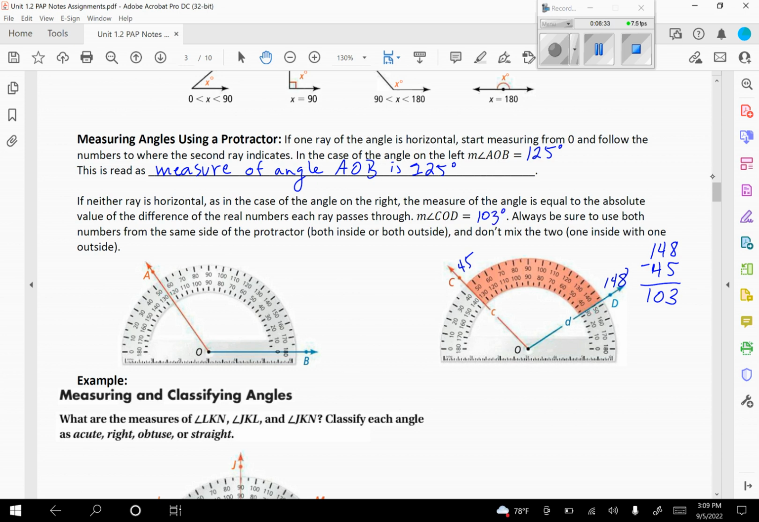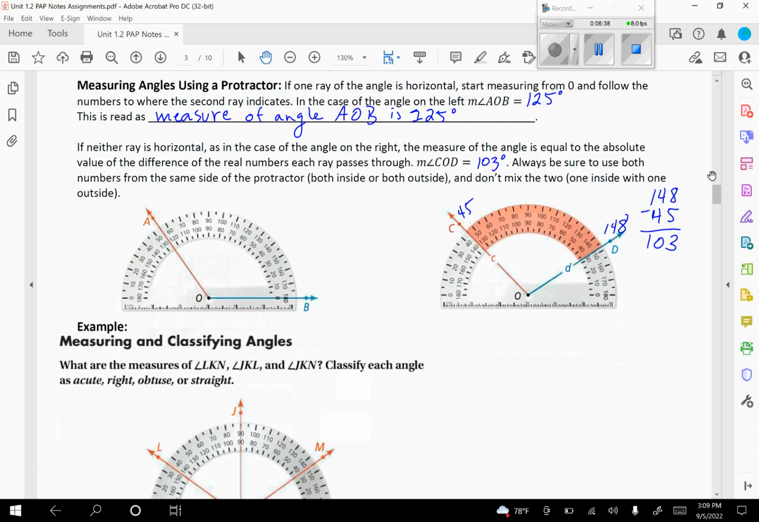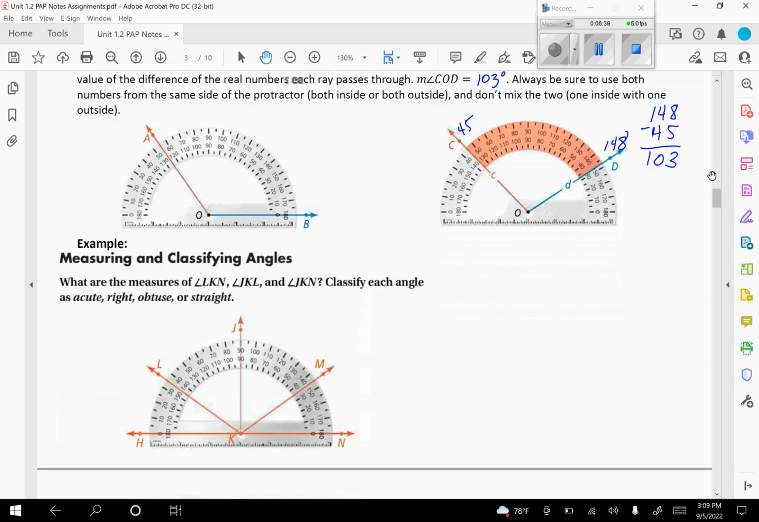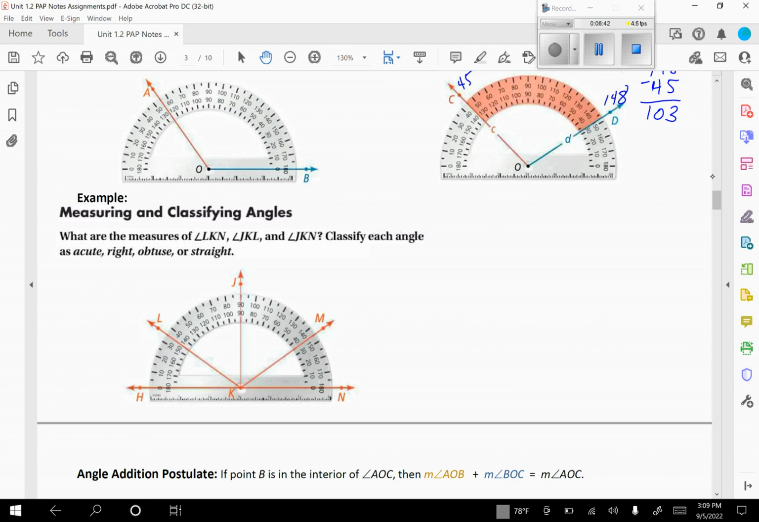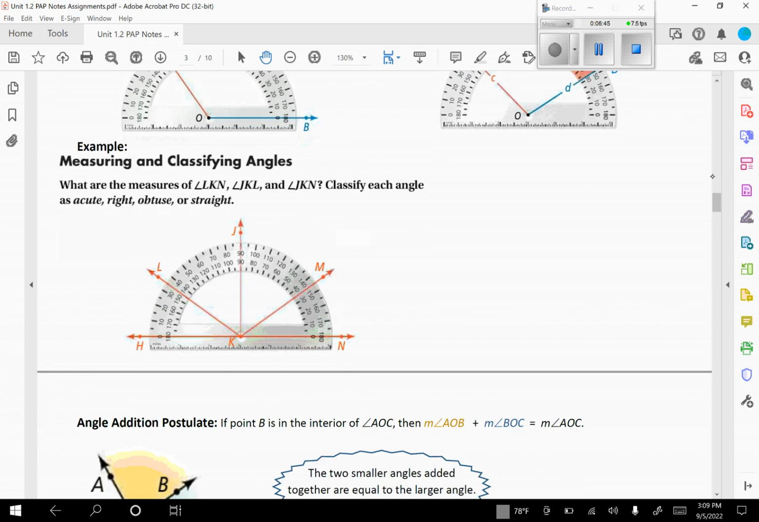Okay. And again, always make sure that you use the numbers from the same side. So it's both inside or both outside. Don't mix them up. So now let's go ahead and measure and classify this angle right here. It says, what are the measures of angle LKN, JKL, and JKN? And then we have to classify each one as acute, right, or obtuse. So angle LKN. I start right here. Here's L, K is in the middle, and N is right over there.